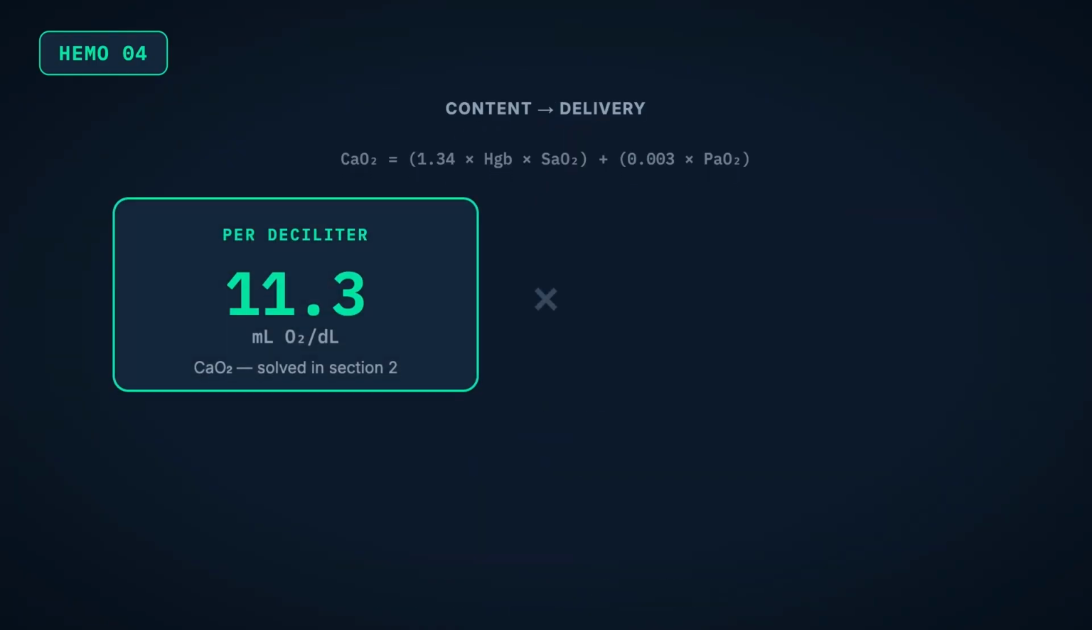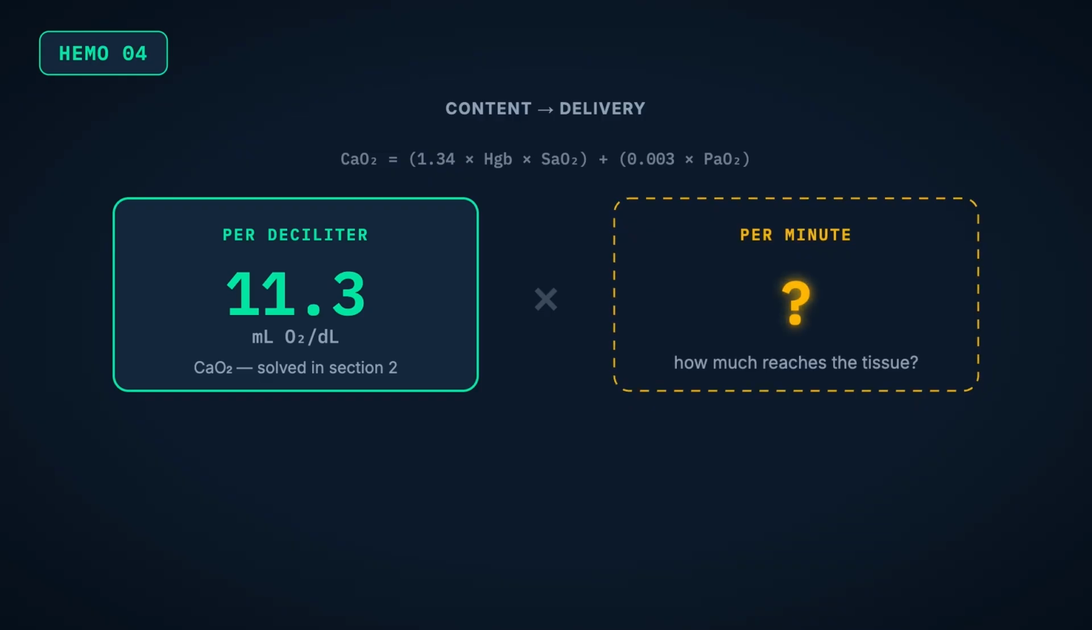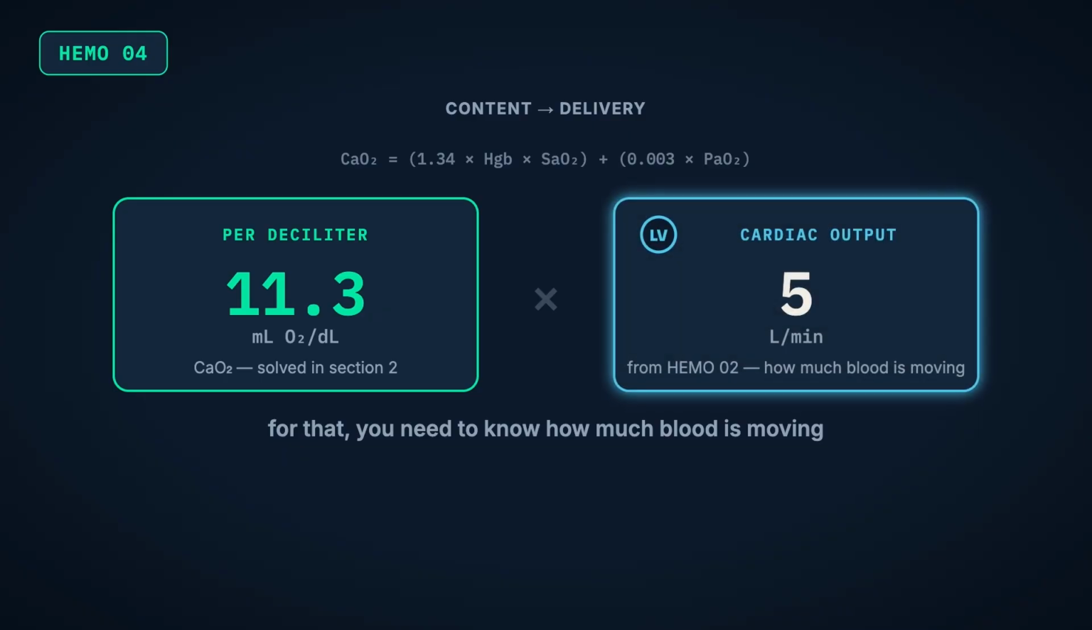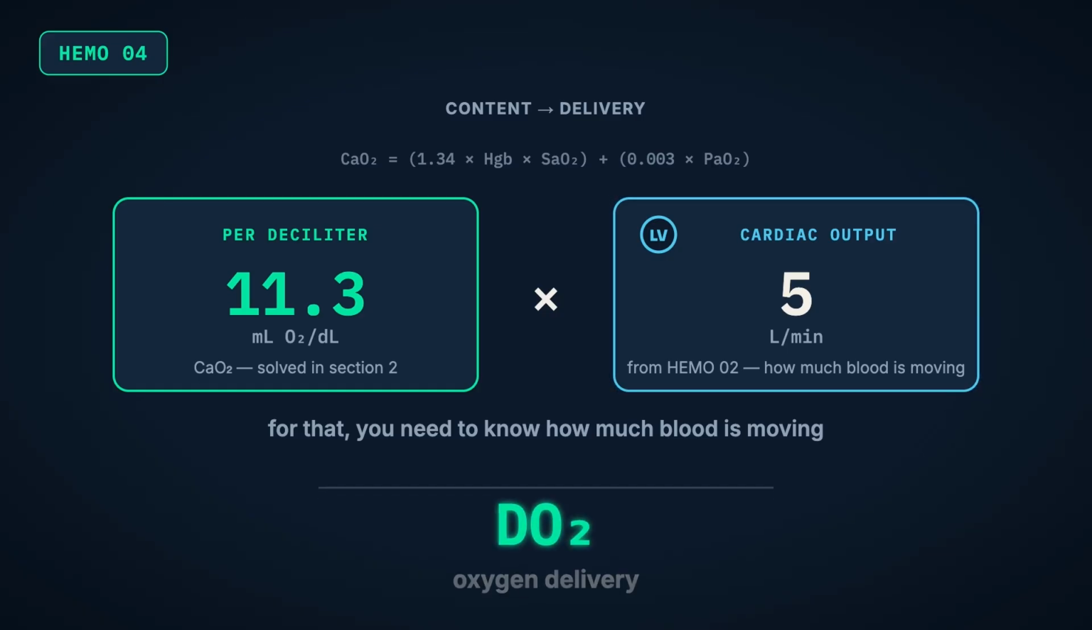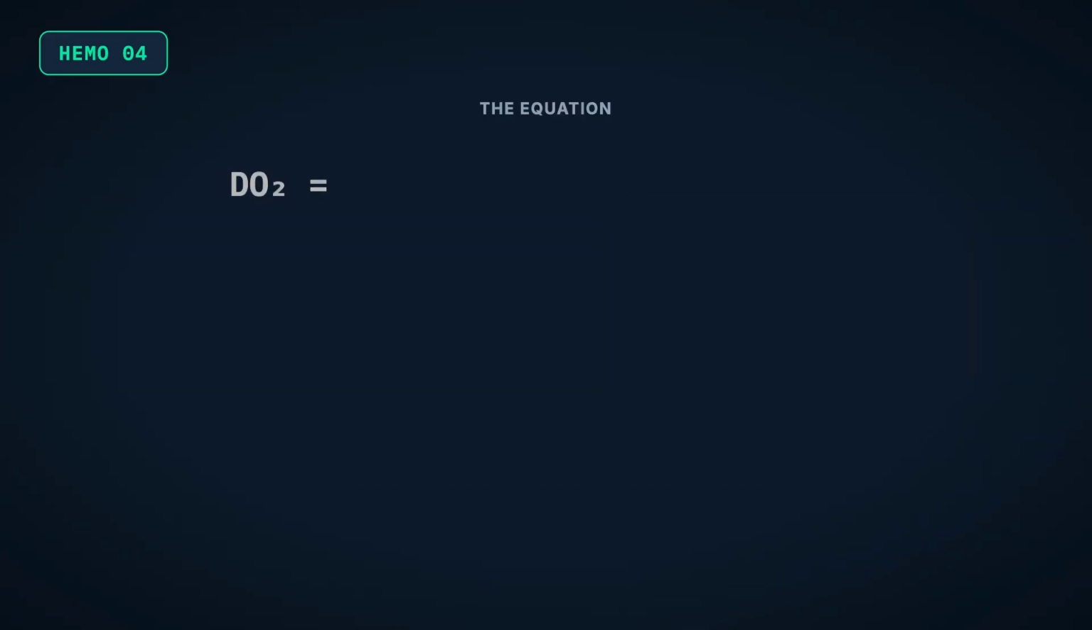CaO₂ tells you how much oxygen is in each deciliter of blood. It doesn't tell you how much oxygen reaches the tissues per minute. For that, you need to know how much blood is moving. That's cardiac output from HEMO2. Multiply the two together and you get DO₂, oxygen delivery. DO₂ equals cardiac output times CaO₂.